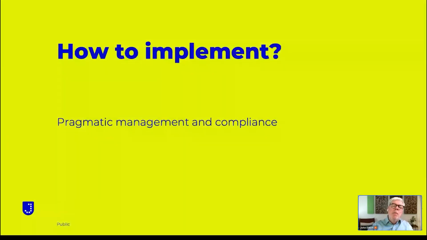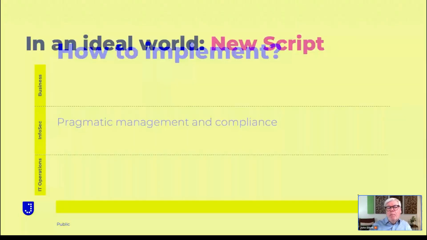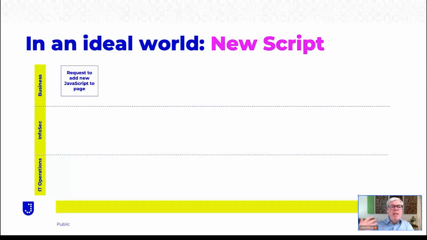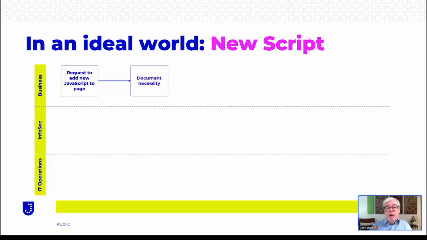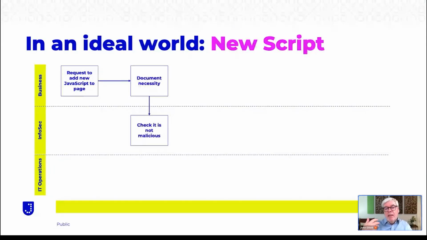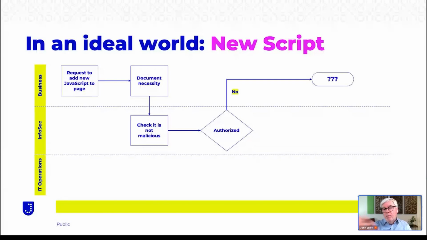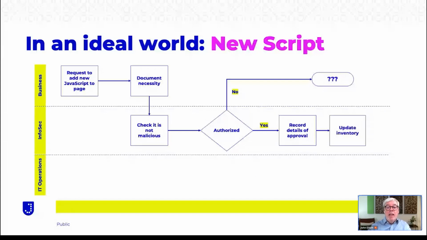If you read requirement 6.4.3, it sort of leads you to a workflow that looks a bit like this. Someone in the business says, I'd like to add some JavaScript to a page. Then they document the necessity of it. They send it off to InfoSec, who say, is that JavaScript going to be malicious? Is it going to be authorized? If it's not, then no, you can't have it. If it is, then we record detail of the approval, add it to the inventory, and then it gets added to the page. It sort of implies that type of workflow.